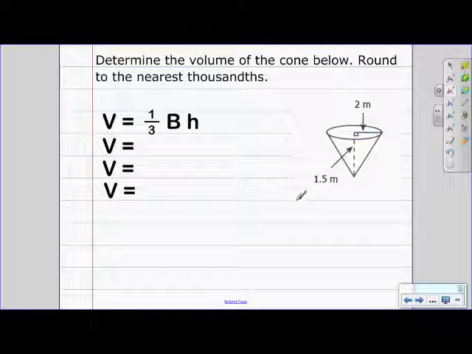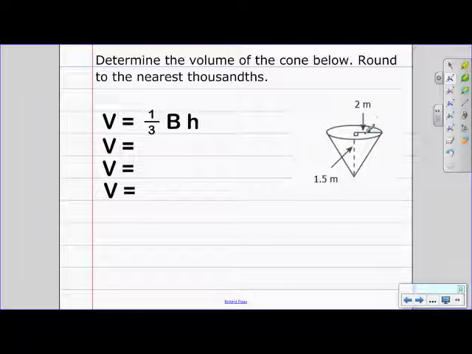Determine the volume of the cone below, round to the nearest thousandth. So first we want to label our dimensions. So here we have our radius, and here we have the height of our cone. So if we look at our formula, volume equals 1/3 big B times H. Again, big B means the area of the base. And so if we look at our cone, the base is a circle. So that means that we're going to be replacing big B with the formula for the area of a circle.